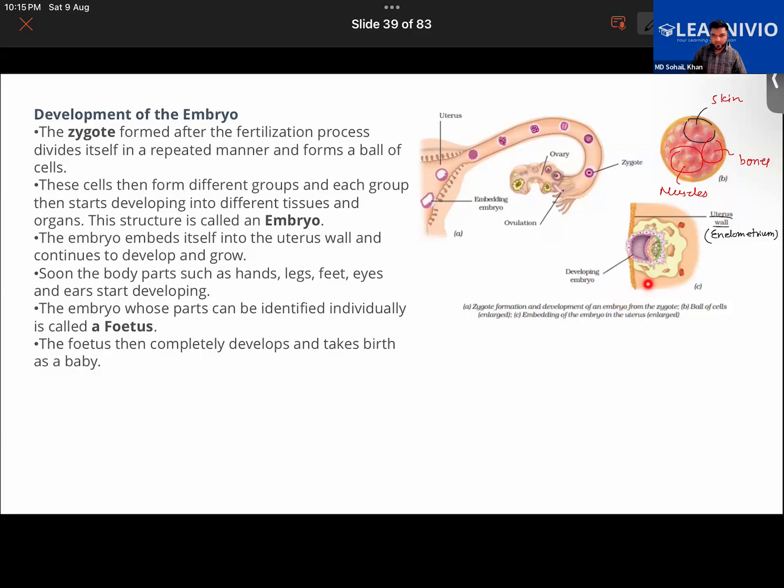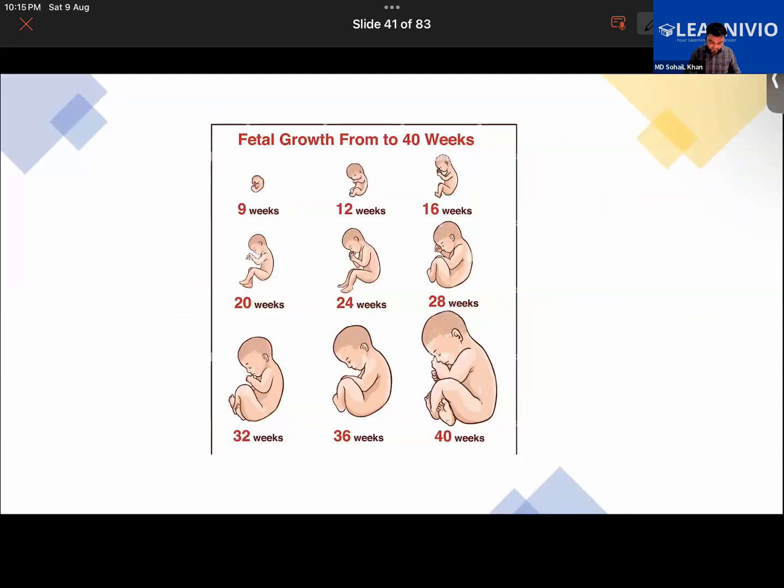What will happen at a certain time? We will see that the different parts of the body, like hands, feet, eyes, and ears, will start to develop, and they can be identified individually. Look at this image over here. At this stage, we can see that the parts of the body can be identified individually. Like this is the limb, that's the ear. So that is a stage where the parts of the body are identifiable. That is called a fetus.